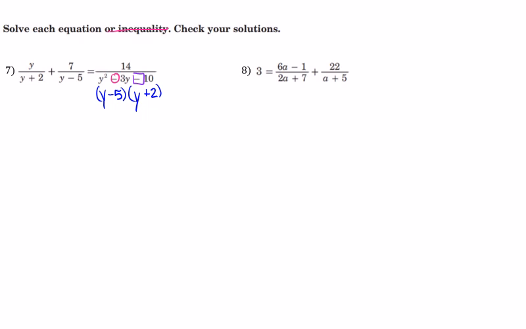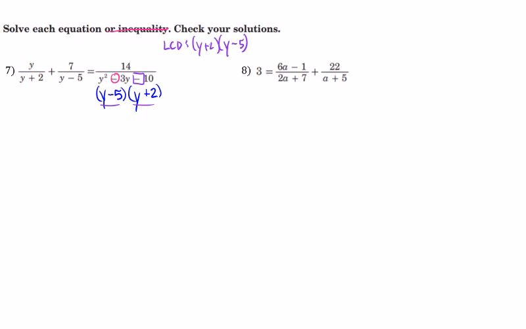All right, so now my LCD, okay, I need one of these, right? So I'm going to get a y plus 2. And I'm going to need one of these, so I'm going to get a y minus 5. And then when I look here, those are already represented, right? I already have a y minus 5 and I already have a y plus 2. So that means we have everything we need. We don't need an extra one of these. That would be excessive or wasteful. So I can go with just these.